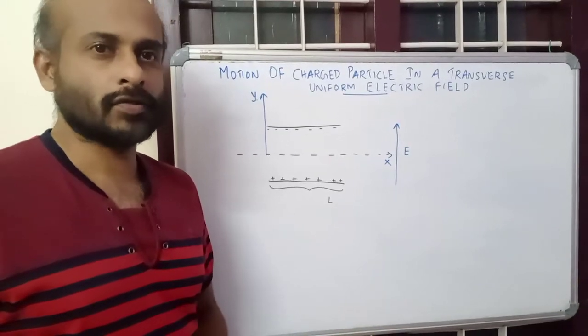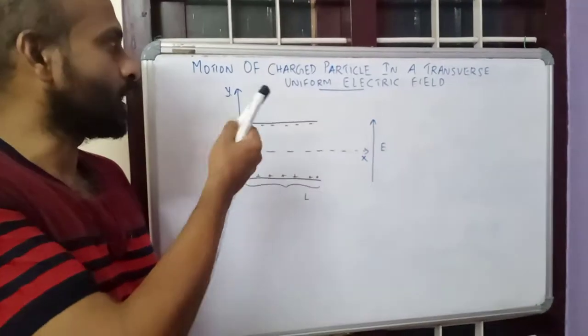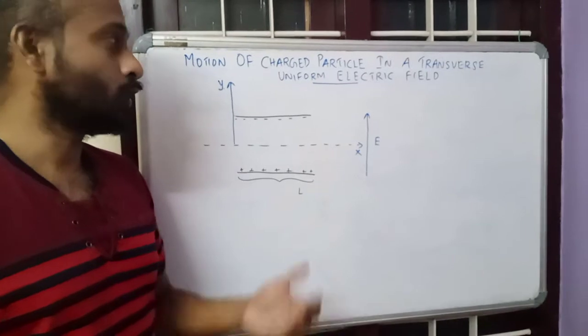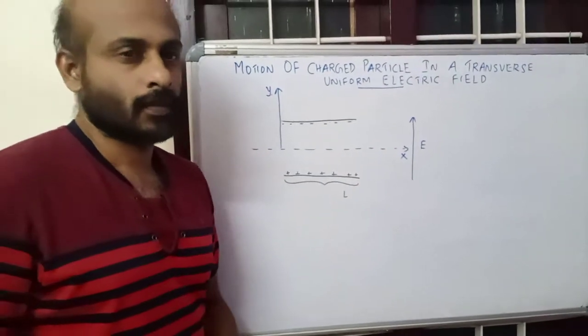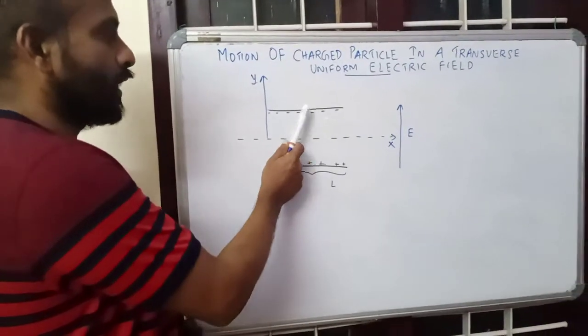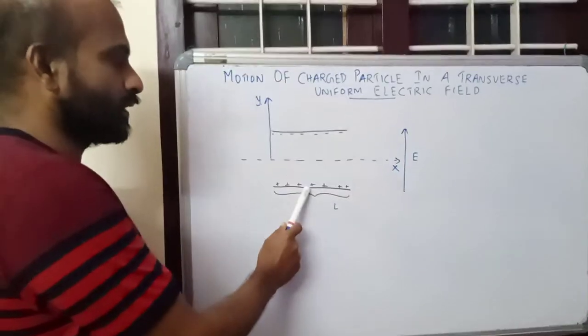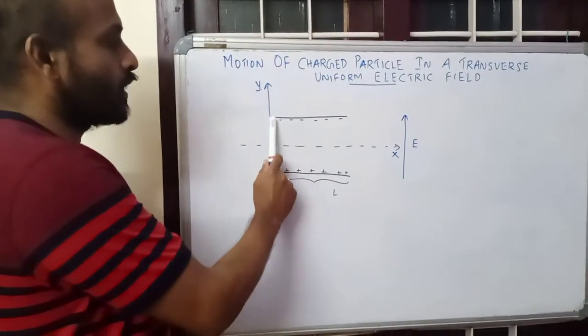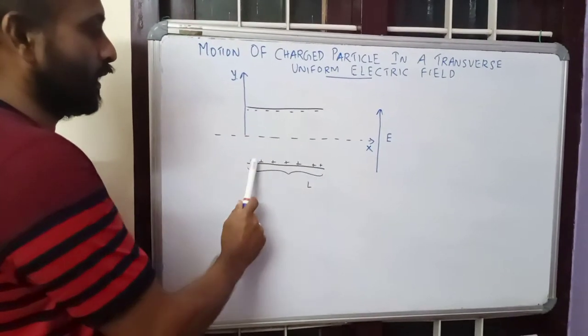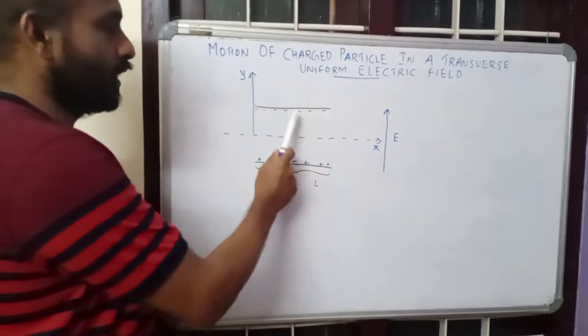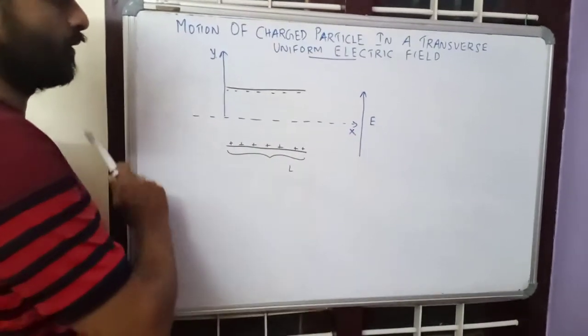Today we are going to see motion of a charged particle in a transverse uniform electric field. So here you can see in the diagram there are two metal sheets. One sheet is negatively charged and the other sheet is positively charged. Each sheet having a length L.